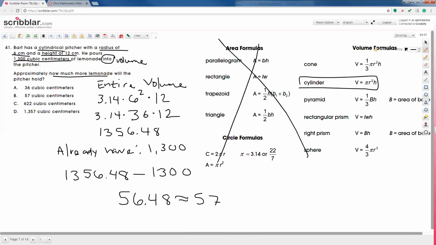And we always ask ourselves the question, did we answer? Is 57 how much more lemonade you could put in? 57 cubic centimeters. And that is the correct answer. That does answer the question.